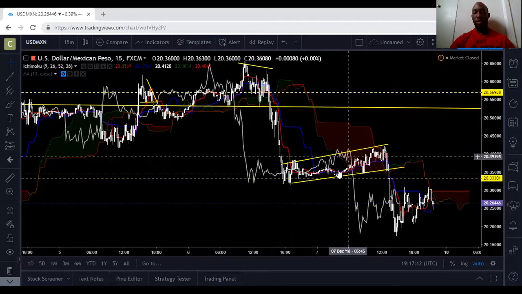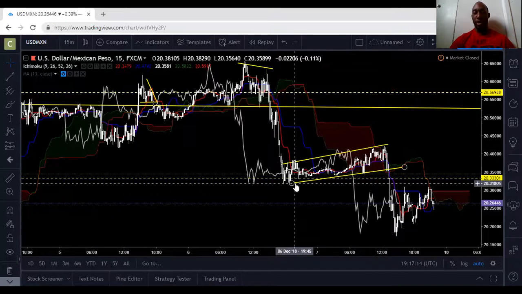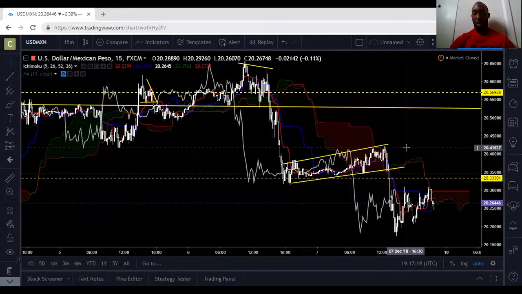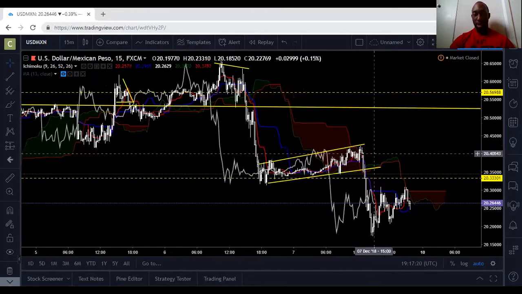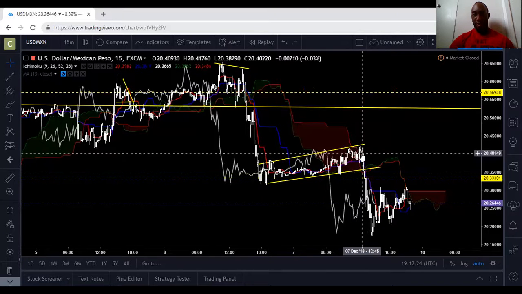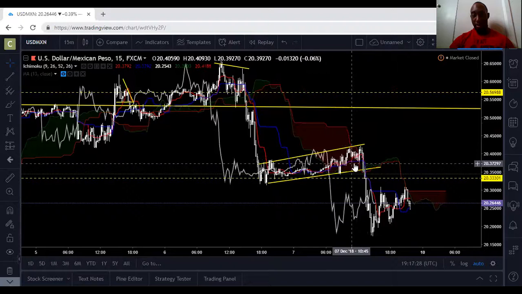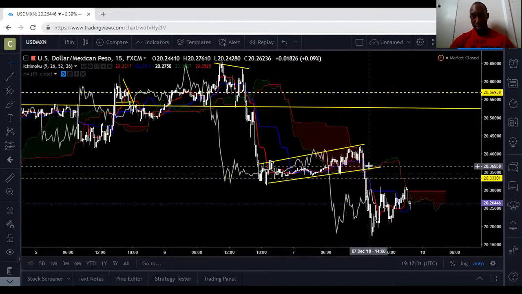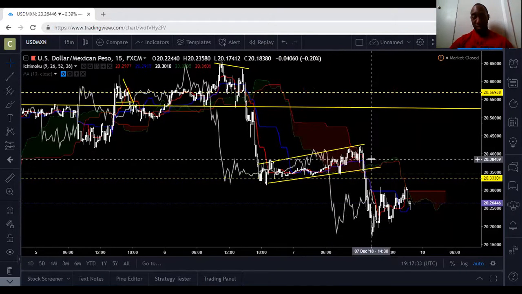So what you could have done is wait till the pattern formed. It looks like a flag. So two ways you could have played this. Here, you could have entered a selling position. It respected this. It had a TK cross in here, which is the Tenkan-sen and Kijun-sen cross.